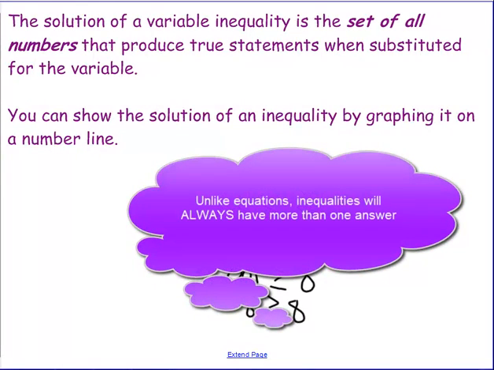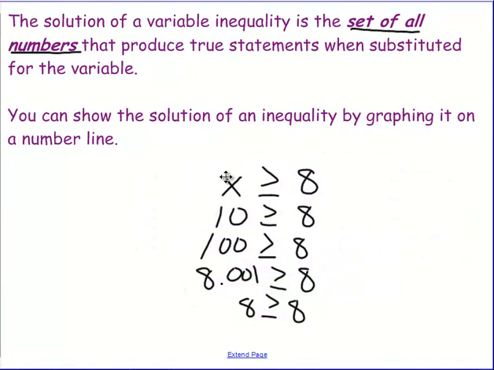So notice there's going to be a set of all numbers that work here. There's not going to be just one number that works. And to show this then, instead of just trying to list all these possibilities like I have here, we can use a number line, as you'll see.